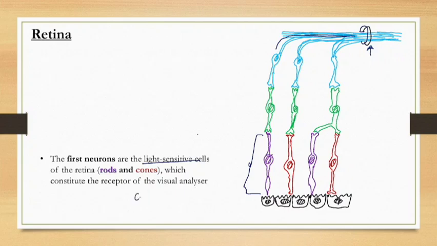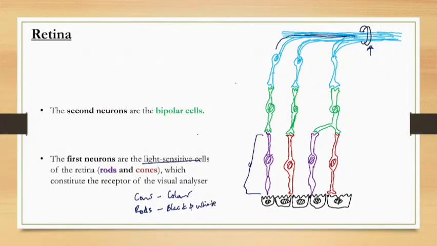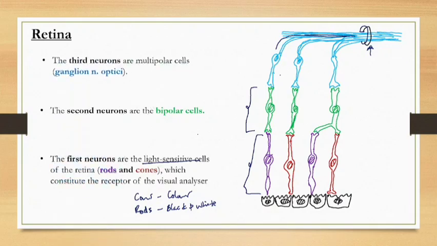If you remember, the cones are for color vision and the rods are for scotopic vision, black and white. So that's the first part. Then next you have the bipolar cells. These will synapse with the photoreceptors and the next group of neurons. These cells are called the ganglion cells.